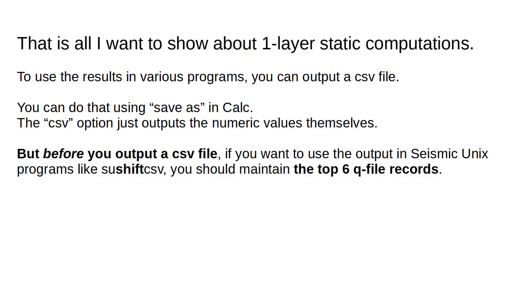That is all I want to show about one-layer static computations. To use the results in various programs, you can output a CSV file. You can do that using Save As in Calc. The CSV option just outputs the numeric values themselves. But before you output a CSV file, if you want to use the output in Seismic Unix programs like sushiftcsv, you should maintain the top 6 Q file records.